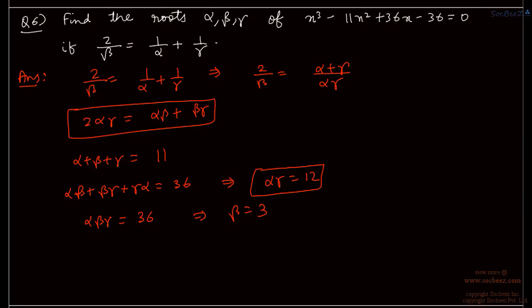And now let's put this in the first equation. Right? So we have alpha plus gamma is equal to 11 minus 3, that is 8. Right? So we have now two relations with alpha and gamma. That is alpha gamma equal to 12 and alpha plus gamma is equal to 8.